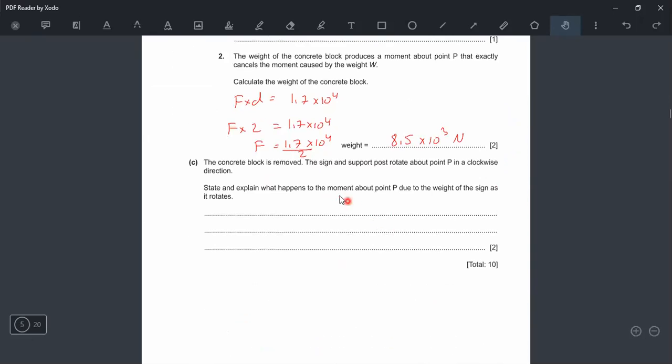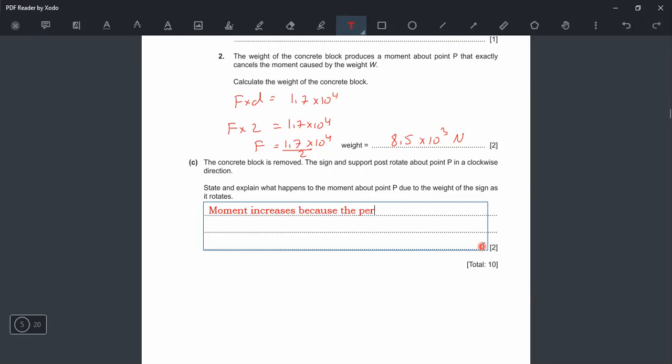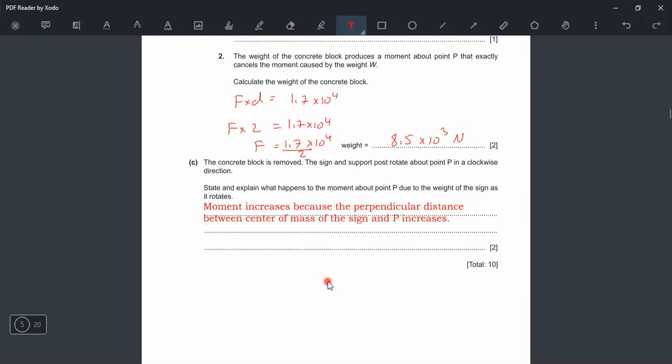So when he asks me what happens to the moment, state and explain. So the moment increases. Why? Because the perpendicular distance between the center of mass of the sign and P, which is our pivot, increases. And that's pretty much it.